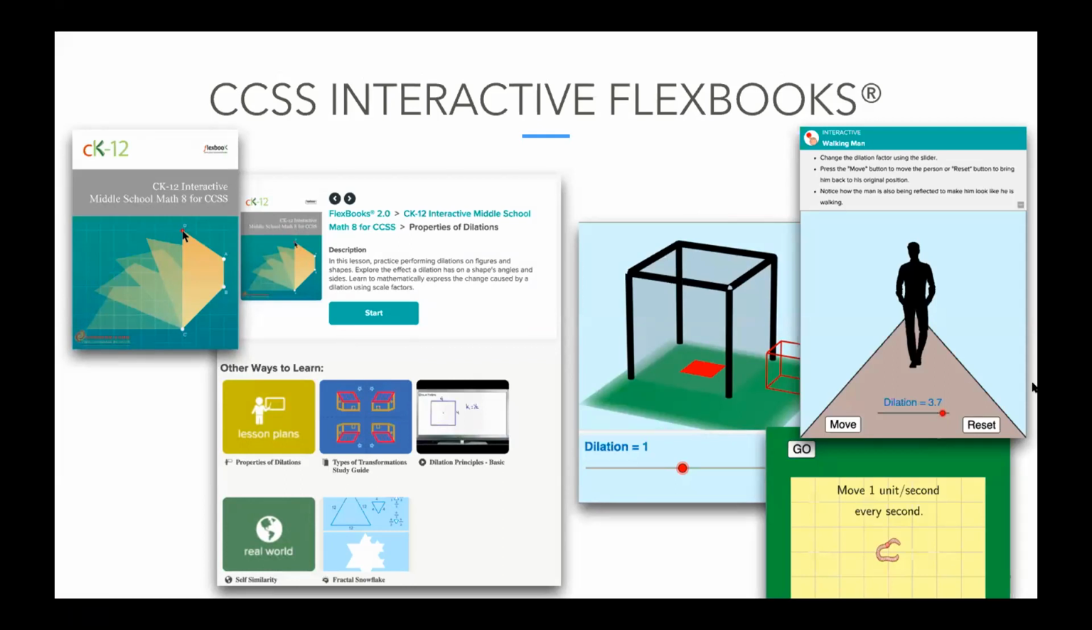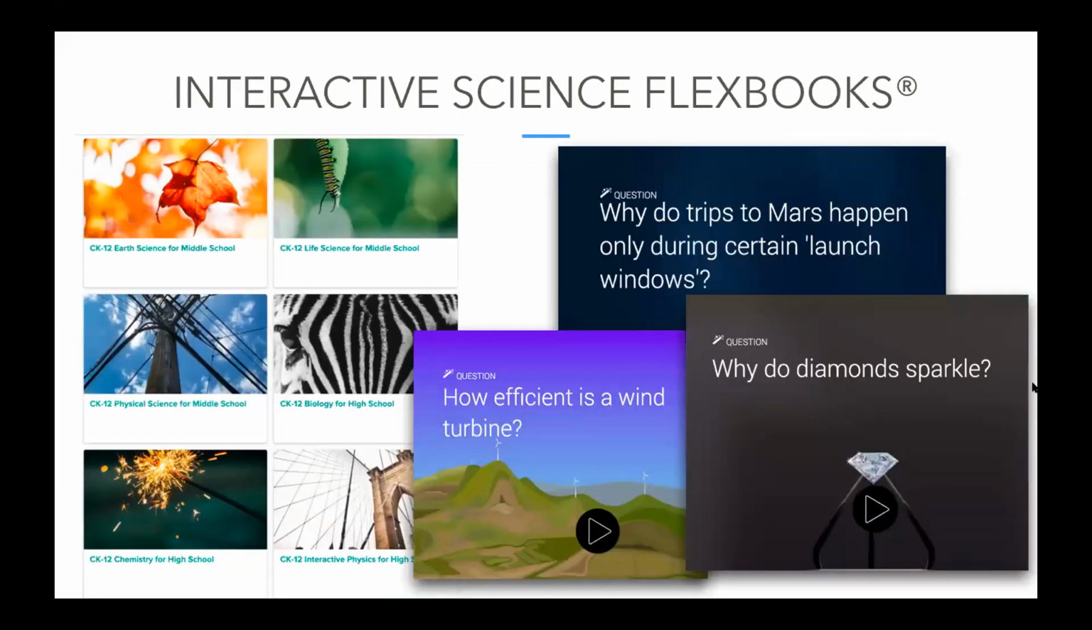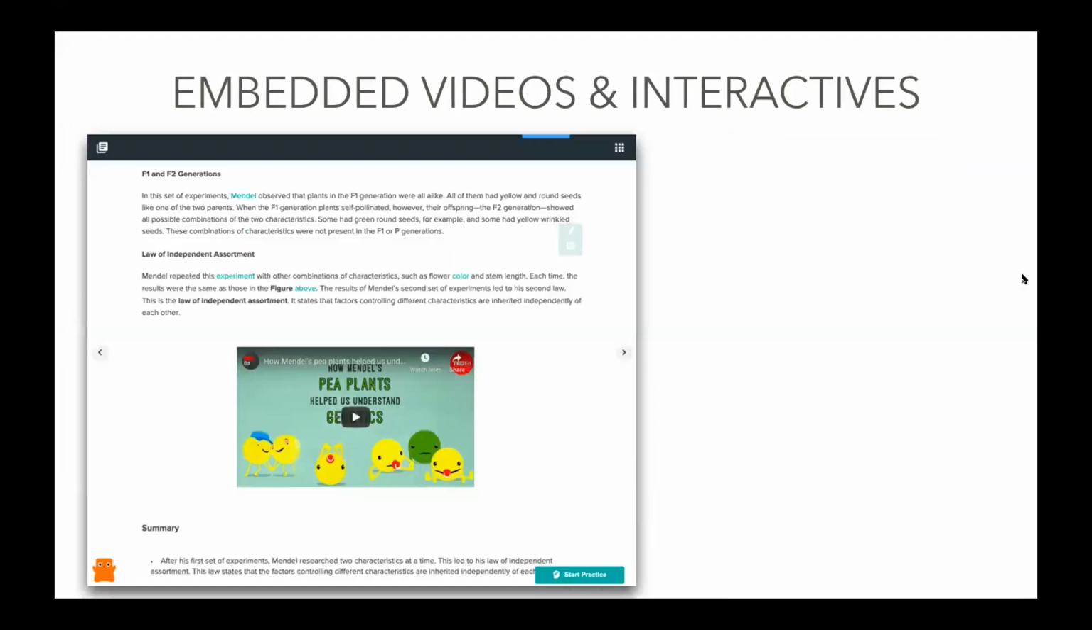Now, CK-12's interactive science FlexBooks are brimming with real-world applications. Students explore bigger thinking questions like, why do trips to Mars only happen during certain launch windows? How efficient is a wind turbine? Or why do diamonds sparkle?